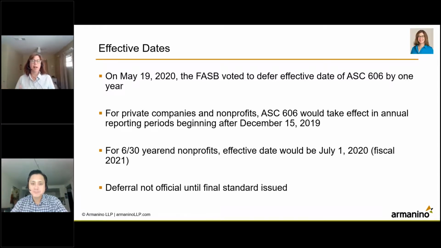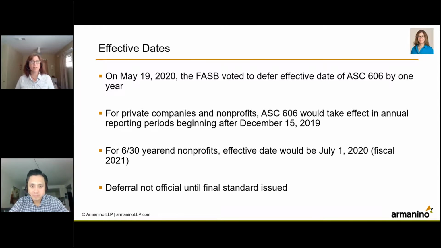The 606 has been delayed. We found out earlier in May that FASB was considering that. On May 19th, FASB actually voted to do that, and yesterday they actually issued the accounting standards update. So this is official now, and it means that if you're a 6/30 year end, the effective date is going to be for your next fiscal year. It would have been for this fiscal year. It has now moved one more year.